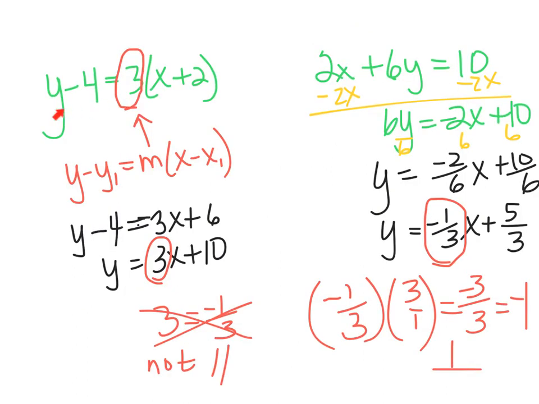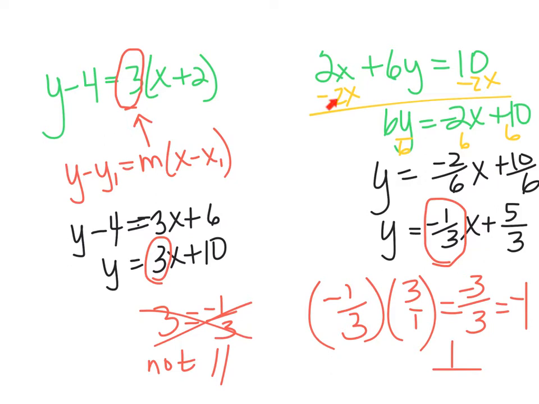Here we have y minus 4 equals 3 times x plus 2, and 2x plus 6y equals 10. So this happens to be in slope-intercept form. And if you were to recognize that, then you would see that the slope, the m value, is a 3. If not, you could go ahead and multiply it out and bring over the 4 to both sides, and you would get y equals 3x plus 10. So now we can see in the slope-intercept form that this slope was 3.